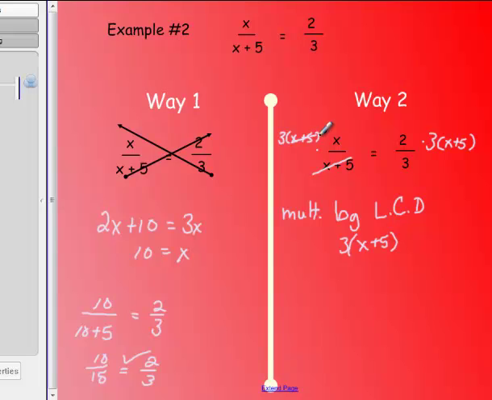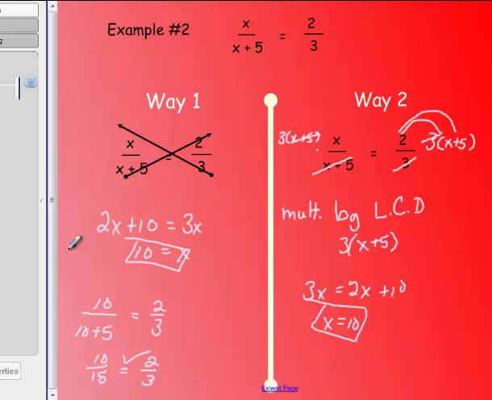Cancel out. We're left with 3x. Cancel out. We're left with 2x plus 10, because remember we have to distribute. And it's the same as over there, and we get the same answer. X equals 10. Again, it's up to you.